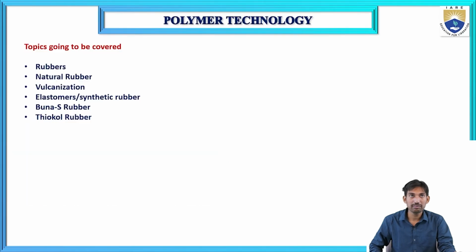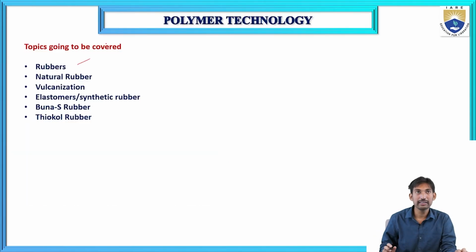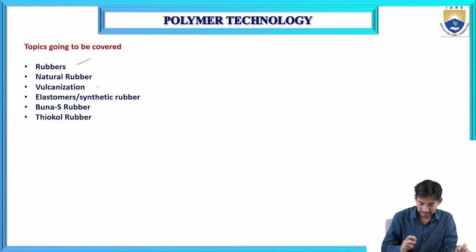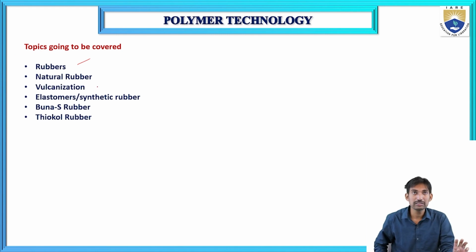In this topic, what I have covered: the definition of rubber and natural rubber, how we can prepare natural rubber, what is the vulcanization process, elastomers and synthetic rubber, Buna S rubber synthesis and applications, thiocol rubber and its synthesis and applications.